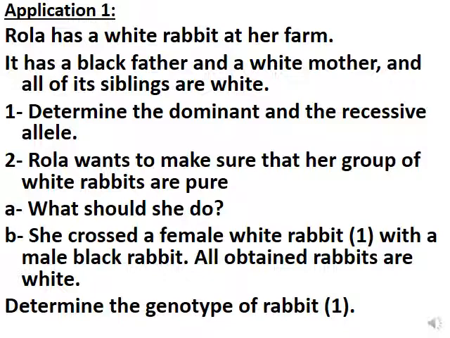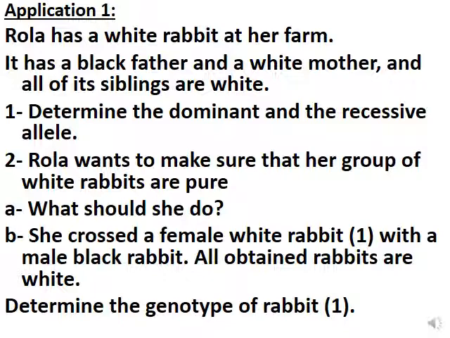And also the parents are pure here. Rola wants to make sure that her group of white rabbits are pure. So in order to determine whether they are pure or not, what do we have to do? We have to do the test cross. So cross the white rabbit, its dominant allele, dominant phenotype, with the recessive one, which is the black.